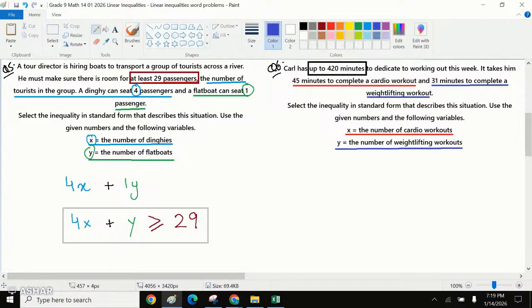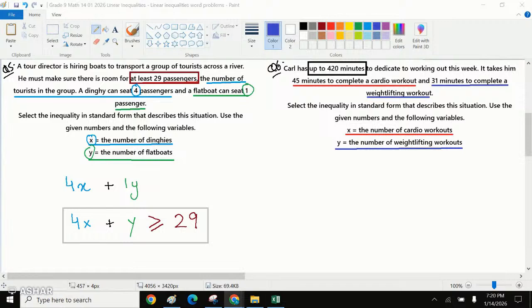Okay, so what we need to do is create an inequality such that working cardio for a number of hours, at given minutes, right? 45 minute slots, or weightlifting 31 minute slots, how many slots would he be able to do within 420 minutes? Up to means it could be 420 or less than 420, right? So let's look at the solution to this.